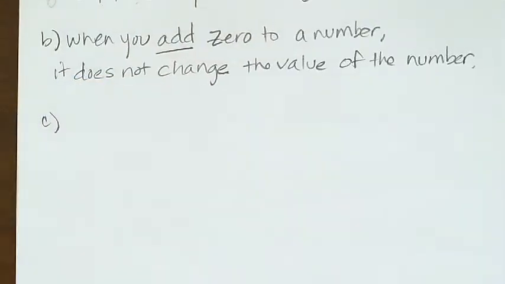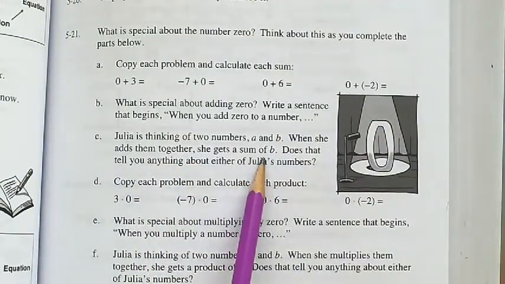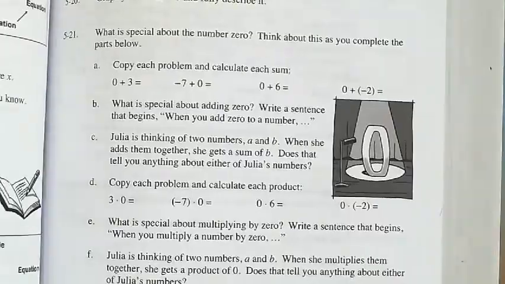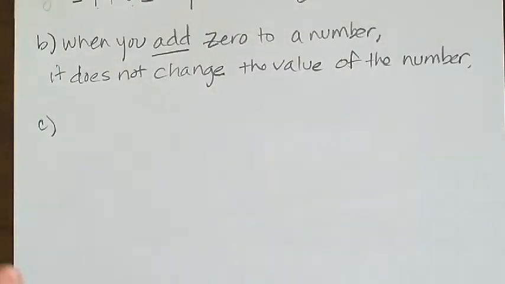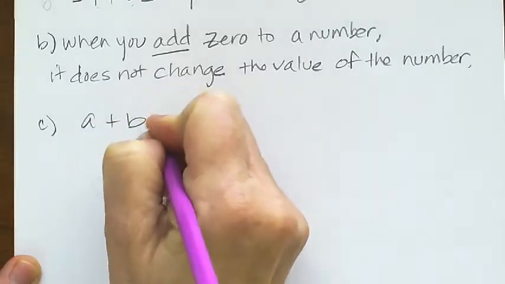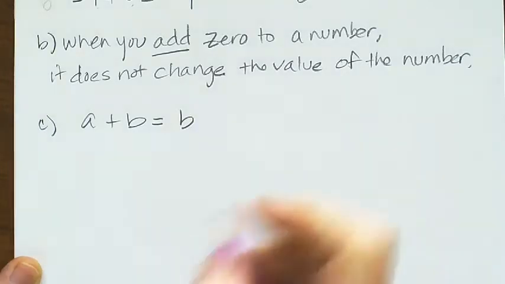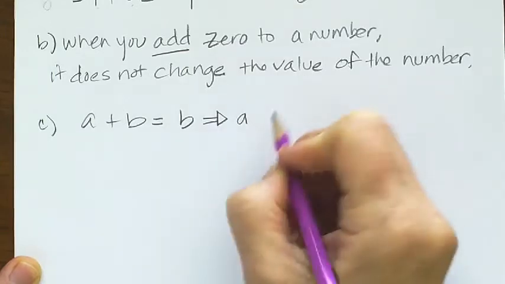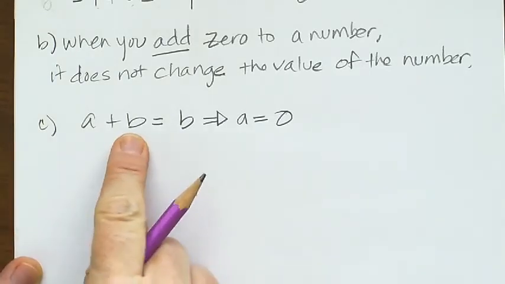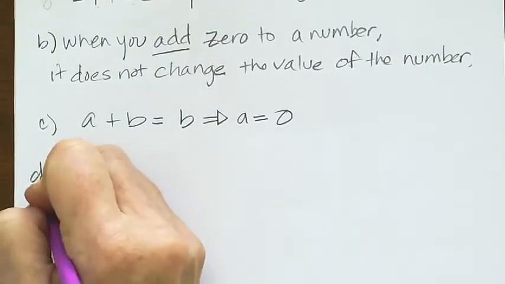Okay, part C. Julia is thinking of two numbers, A and B. When she adds them together, she gets a sum of B. Does that tell you anything about either of Julia's numbers? Okay, so we're going to write this out. A plus B, she's adding A and B, and she's getting B. So that means A must be equal to 0. If I'm adding a number to B and I'm not changing the value, then this number that I'm adding must be 0. Okay, part D.